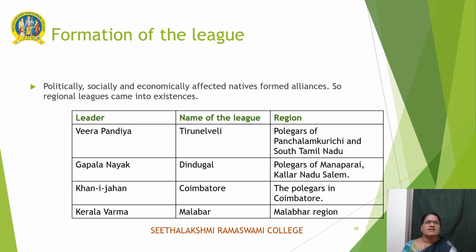Formation of alliances. Tamil society before the arrival of the British was traditional. They enjoyed various social rights. The British policy of Europeanization affected the traditional sentiments of the natives, so they were politically, socially, and economically affected. The natives and the Palayakkars united together and resisted British imperialism under the able leadership of Marudu Pandyan, Gopala Nayak, Kattabomman, and Keralavarma. They formed a regional and peninsular confederation against the British.